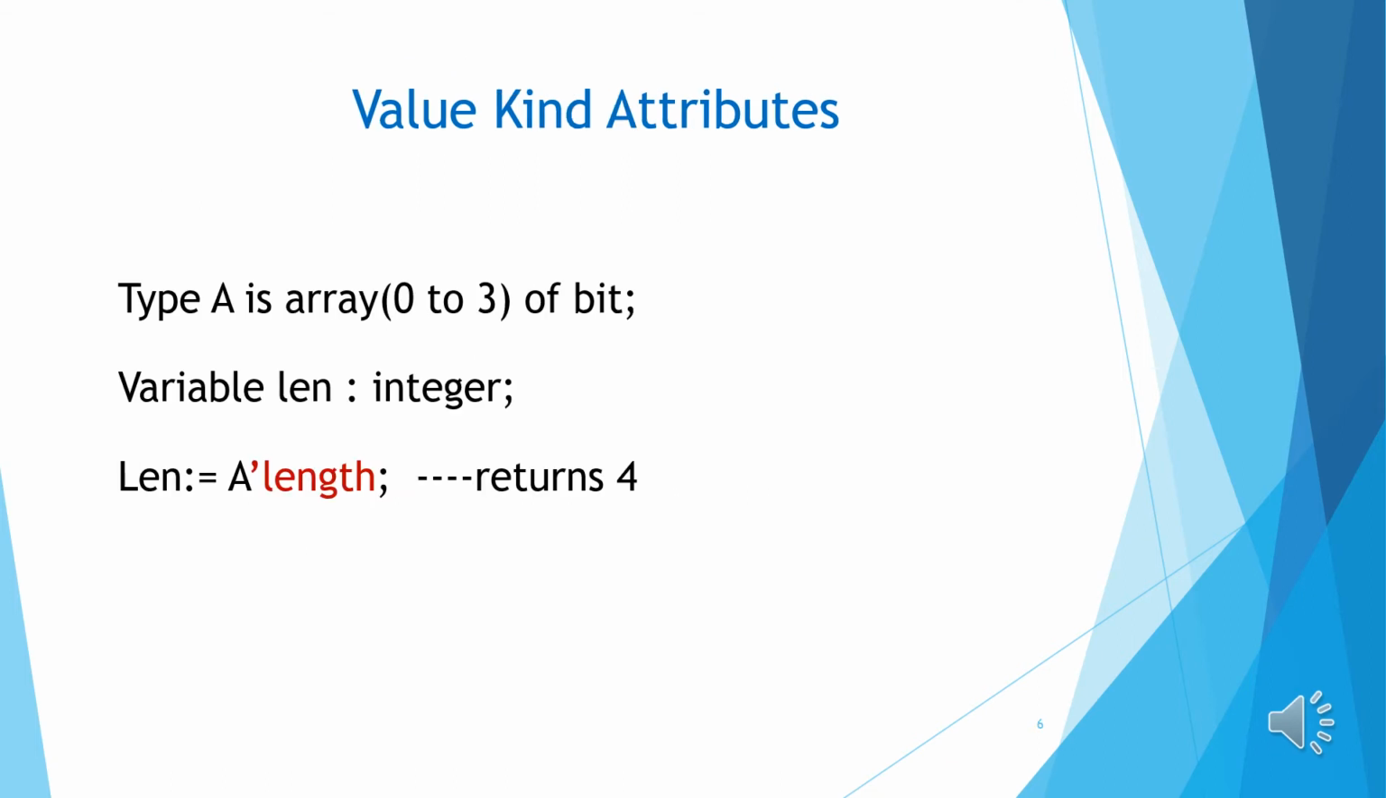This example explains value kind attribute tick length. Here an array is created. The name given to the array is A, having 4 locations, and each location can store 1 bit of data. Then the length is calculated. Length is assigned as A tick length. So it will return the length of the array, and in this example it is 0 to 3, which means 4. So it will return 4.